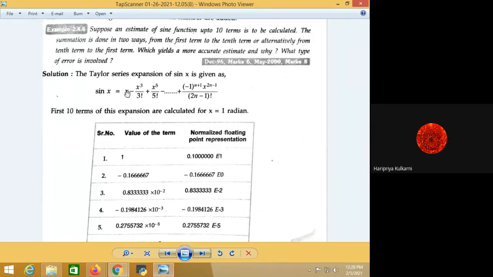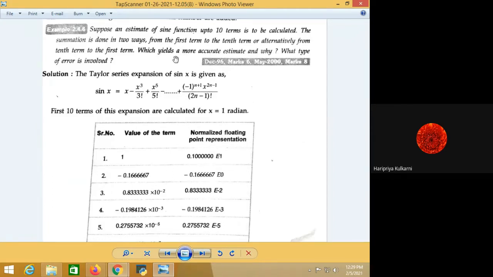So you can start adding from this term plus this term plus this term plus this term till 10th term, or we can add like 10th term plus 9th term plus 8th plus 7th, 6th, 5th till first term. So the question is which yields a more accurate estimate and why. So we have to try this problem with both the ways. We will add up from first, second, third, fourth till 10th, and secondly we will add from 10, 9, 8, 7, 6 till first term. And we have to comment on which is more accurate and why.